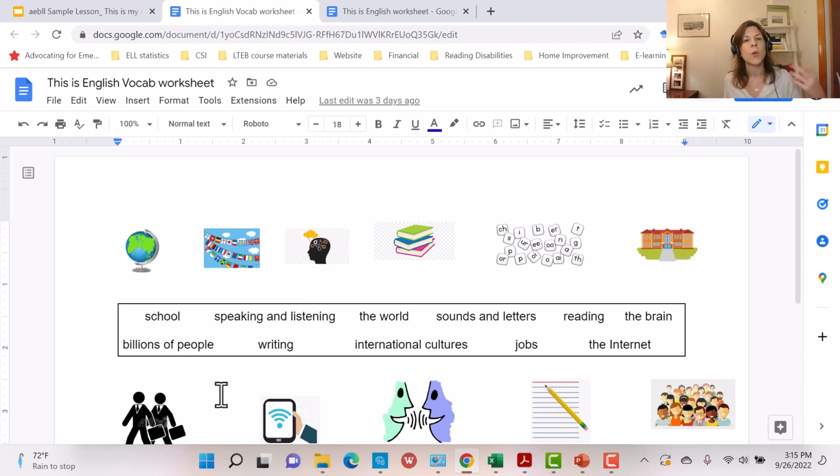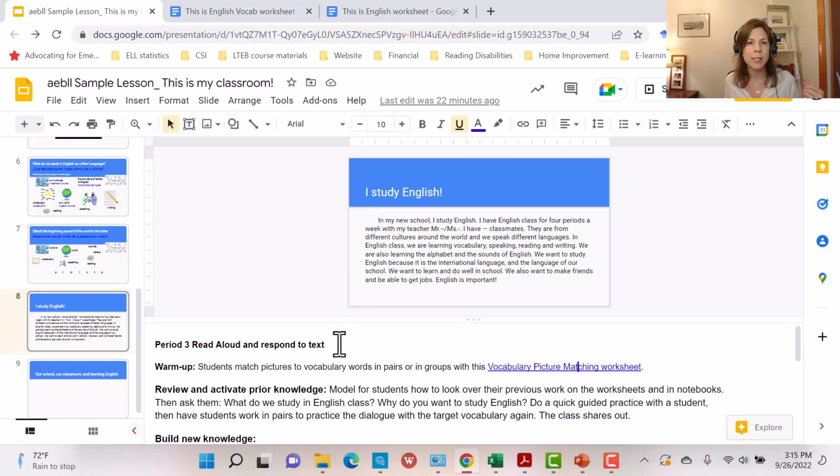Okay? How do we make this harder? We can have them write the word under the picture. We can have them use the word in a sentence or in a sentence frame. You decide how easy or how hard you want to make this. All right? Let's go back to the lesson.